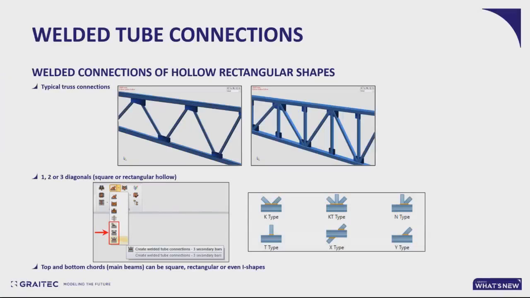So now let me show you the new welded connections that we have for hollow sections. So now you will be able to handle the typical truss connections with 1, 2, or even 3 diagonals that will be square hollow or rectangular hollow sections. That way you can deal with all the configurations described in the Eurocode 3. And as for the top and bottom chords, they can be square, rectangular, hollow, or even eye shapes.